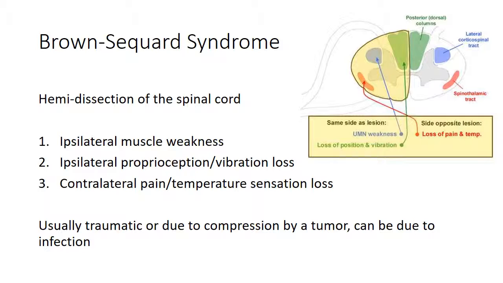That's because both the dorsal column and the lateral corticospinal tract are on the ipsilateral side, but then the spinothalamic tract will cause problems on the contralateral side. So that's what I was talking about before, how it's important to know where those tracts decussate. Brown-Séquard syndrome is usually caused by some sort of trauma or a compression by a tumour. Sometimes, rarely, you can get it as a consequence of infection, but those two are the most common causes of that syndrome.